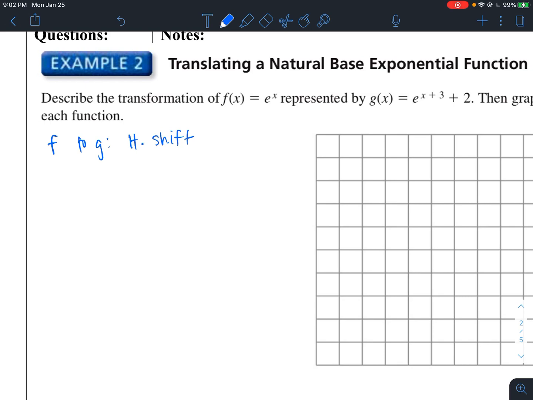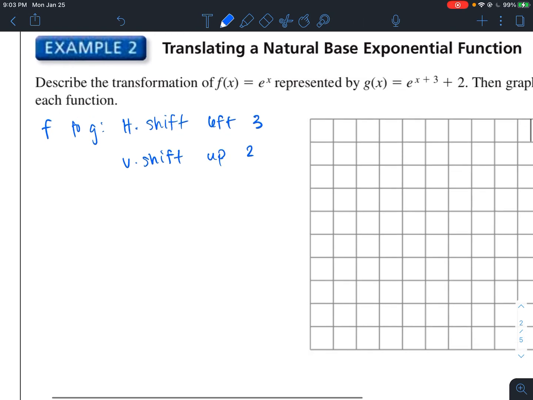That's going to be left 3 units. Okay, and then plus 2. This is not inside the parentheses, it is outside. So that's a vertical shift. So vertical shift, and this one's just going to be up 2 units. So left 3 and up 2 units.